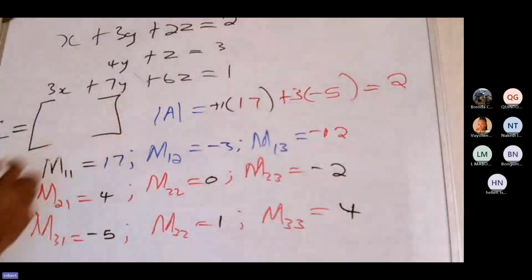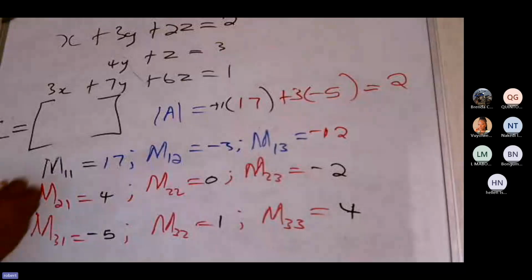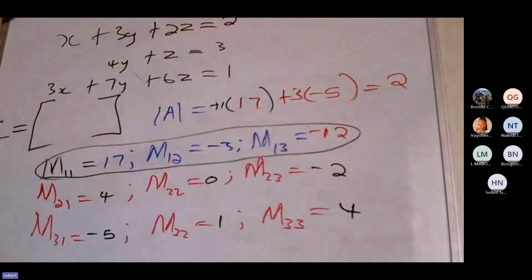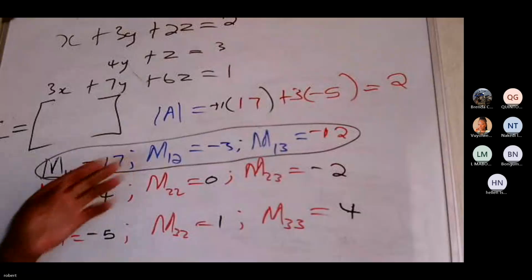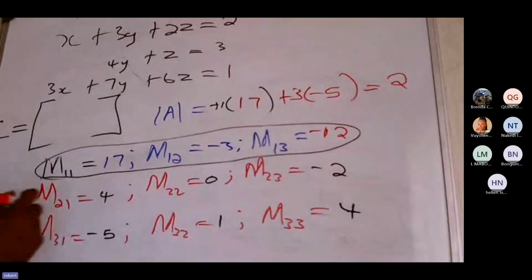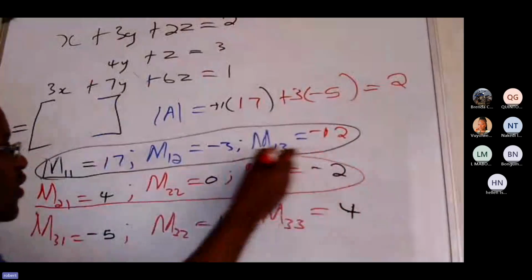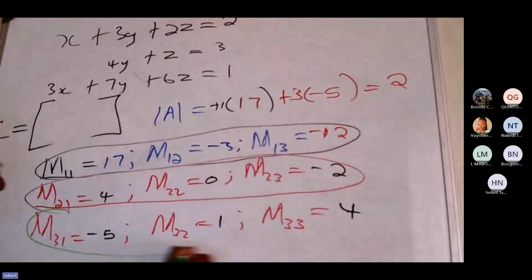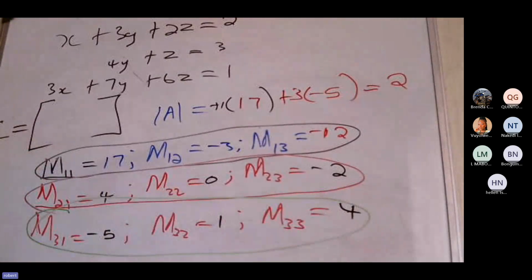So what will be this? The cofactor matrix. This will give you the elements of the first row, but don't forget their sign factor. This will give you the elements of the second row, but don't forget the sign factor. This will give you the elements of the third row, but please don't forget the sign factor.